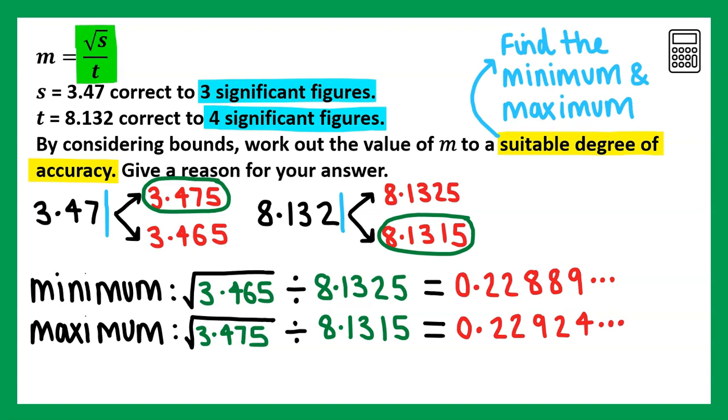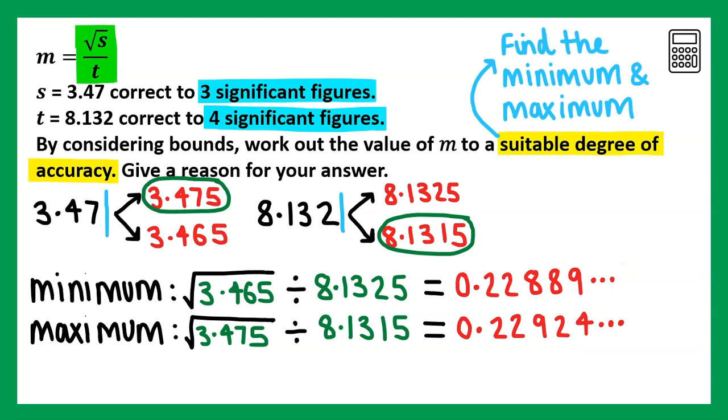Now a suitable degree of accuracy is the largest amount of significant figures that you can round both of these numbers to, and will give you the same amount afterwards. So starting from the right hand side, so that I get the largest amount of significant figures, if my rounding line was to go after the fourth decimal place, you can see that this number would round to 0.2289, whereas this number would round to 0.2292. These numbers are not the same, so that would not be the suitable degree of accuracy.